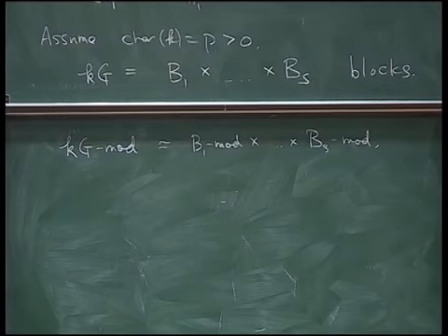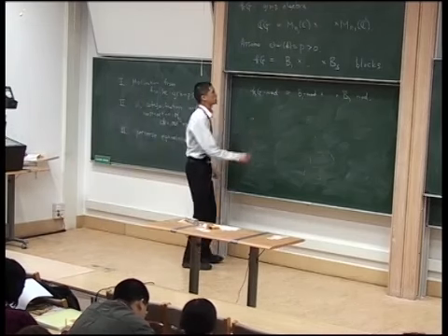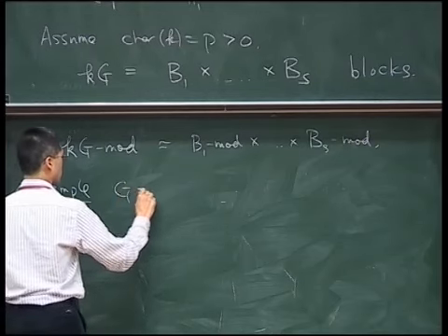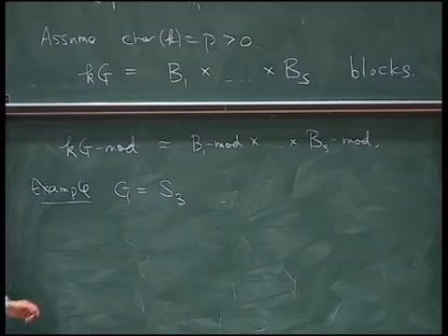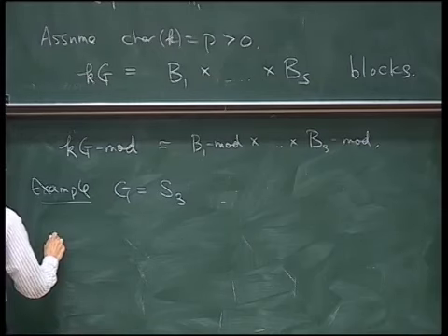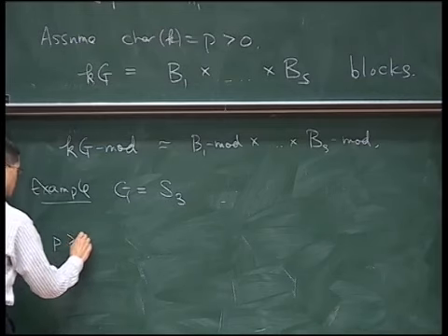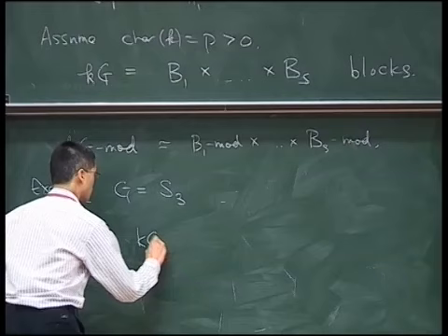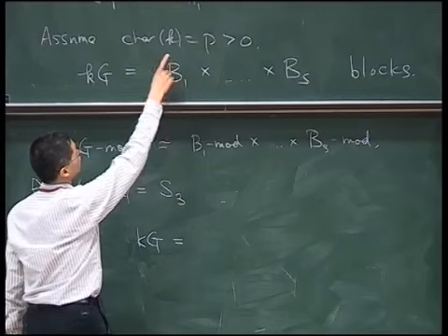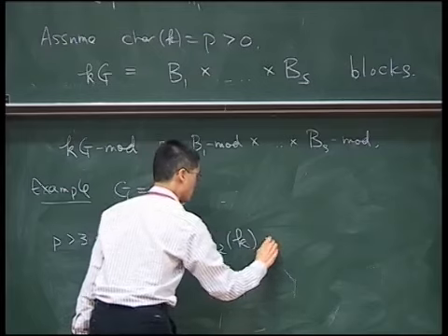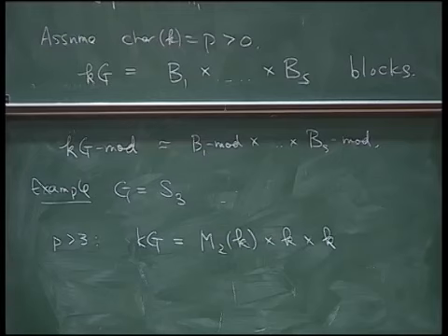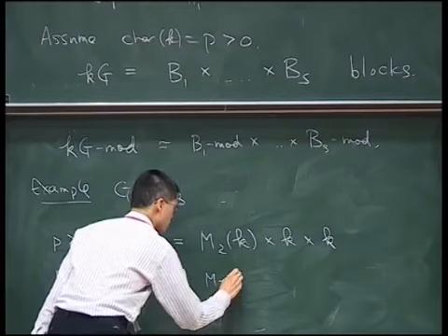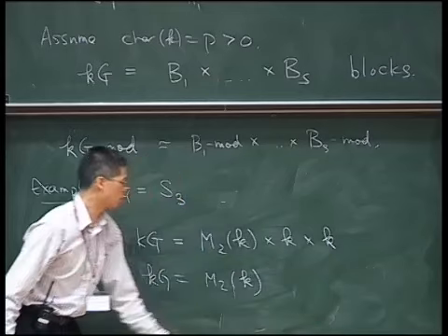Let's do an example of what these blocks look like for a small group. Let's take the symmetric group on 3 letters. In the case where p is greater than 3, the group algebra is semi-simple, just as in the case of the complex field. And we get matrix algebras of sizes 2, 1, and 1. If p is equal to 2, then we still get a matrix algebra of 2 by 2 matrices, but we only get one other block, which is not semi-simple.